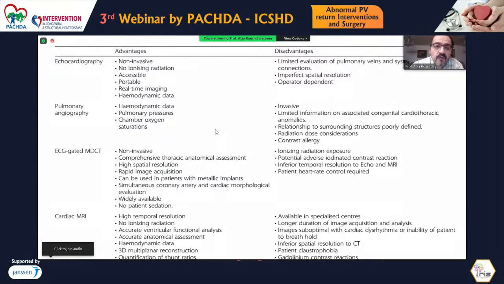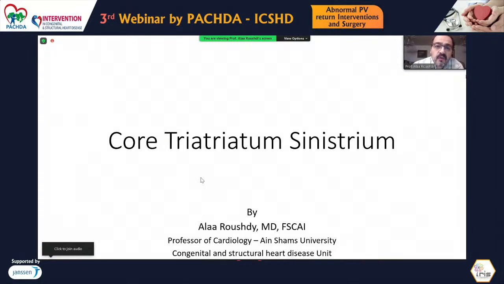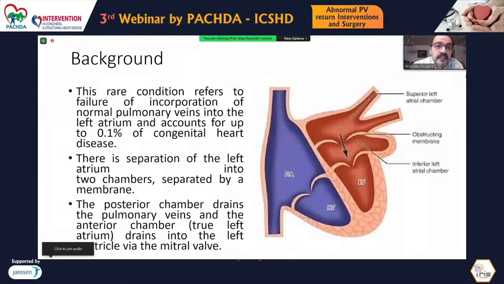For the interest of time, I will just skip this disadvantage of all the imaging modalities we just described, and we will go to the final phase of our talk, where we are going to talk about the cor triatriatum sinistrum. This is a rare condition which refers to the failure of incorporation of the normal pulmonary veins into the left atrium, and it accounts for up to 0.1% of the congenital heart disease.